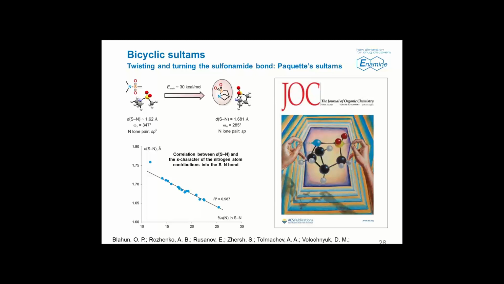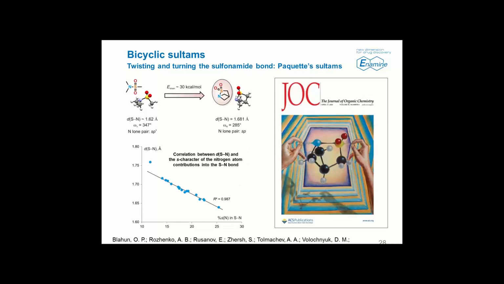We have studied these compounds theoretically. They are very interesting models to understand the nature of the sulfonamide bond. We found that it is the s character of the nitrogen atom contribution to the sulfonamide bond which is crucial to the energy of this bond and for the distance between the S and N atoms. With the exception of one data point, a perfect linear correlation was observed between the sulfonamide bond length and this hybridization parameter.